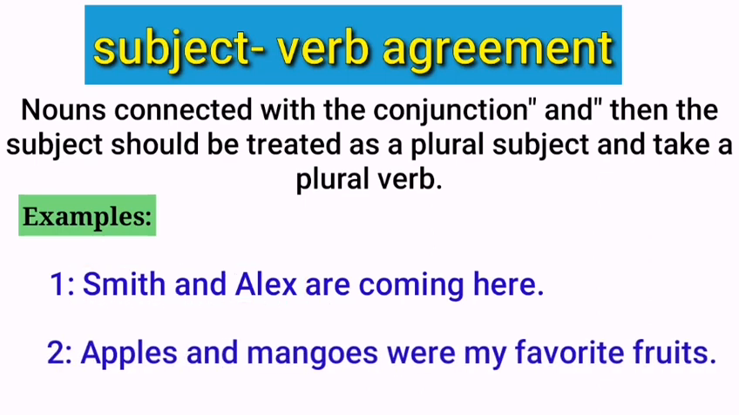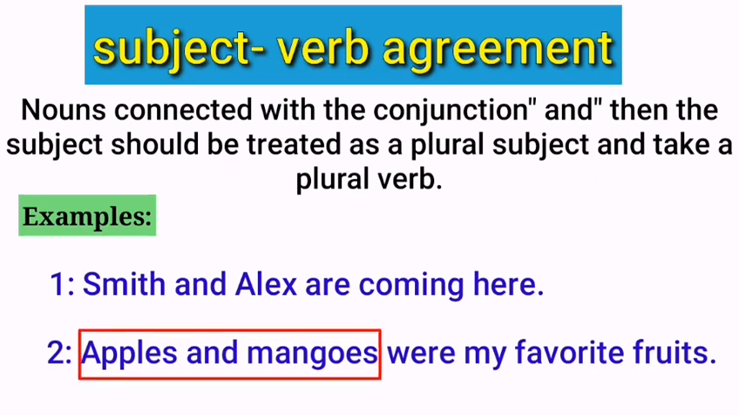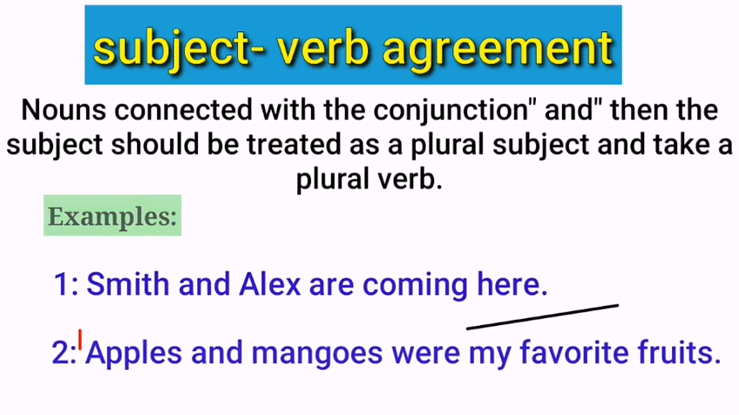Apples and mangoes were my favorite fruits. Again, two nouns, apples and mangoes, are connected with the help of the conjunction and. So, therefore, the plural verb, were, is used with it. Simply, when two nouns are joined with the conjunction and, then use a plural verb.